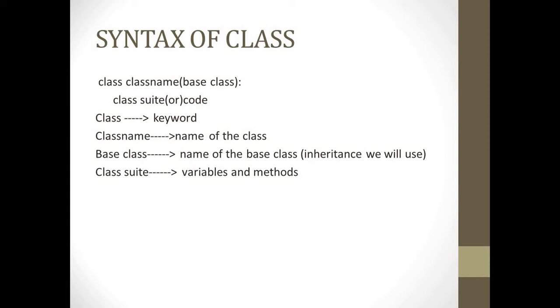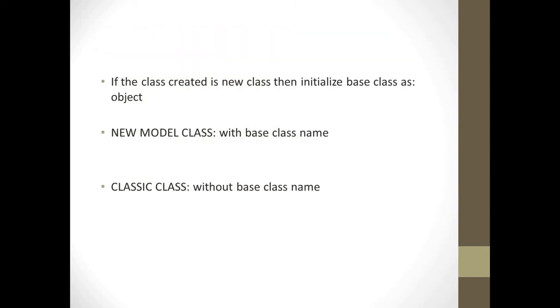Whatever variables and methods are present in the class are mentioned inside the class. If the class is created as a new class, suppose a first class, then initialize the base class as object. Inside the brackets you can give object, or there is no need to give the brackets at all. In inheritance you have to use the brackets. I'll show that concept when I explain inheritance.